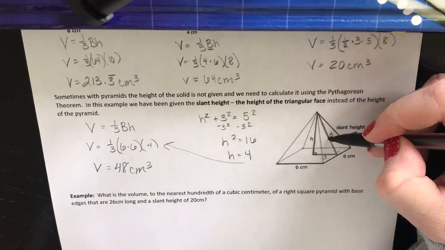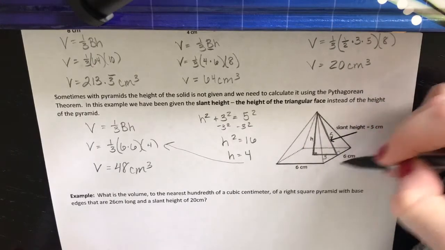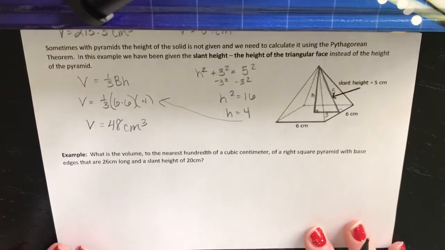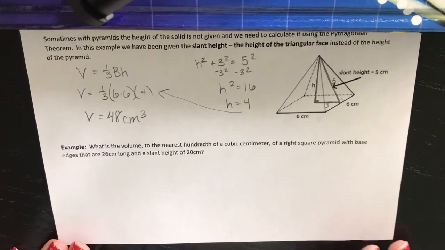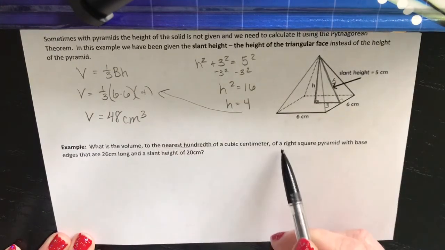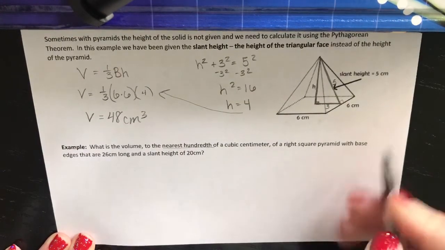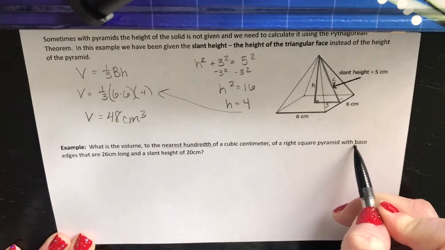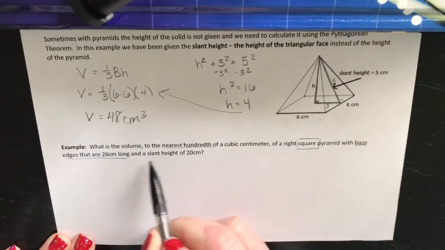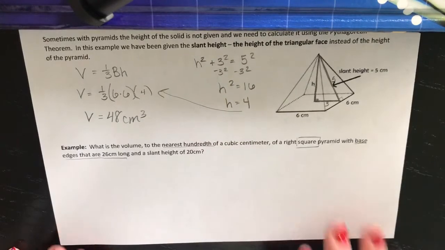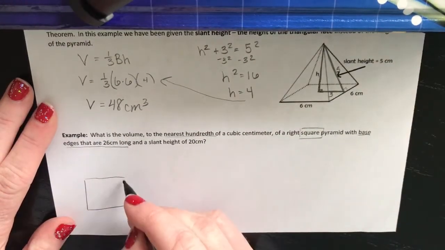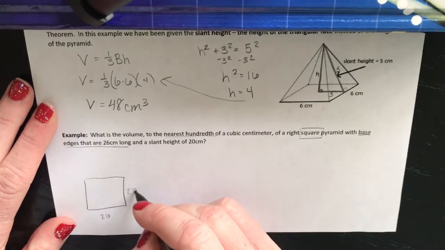Slant height is this slanted height that's on one of the faces that connects to one of the outer edges of the base. So if you didn't have a picture, for example, for this bottom one here, it says, what is the volume to the nearest hundredth of a cubic centimeter of a right square pyramid with the base edges of 26, so it is a square pyramid, and a slant height of 20. So that means if you were to draw the base of this pyramid, you would draw it as a square, and all the sides would be worth 26.